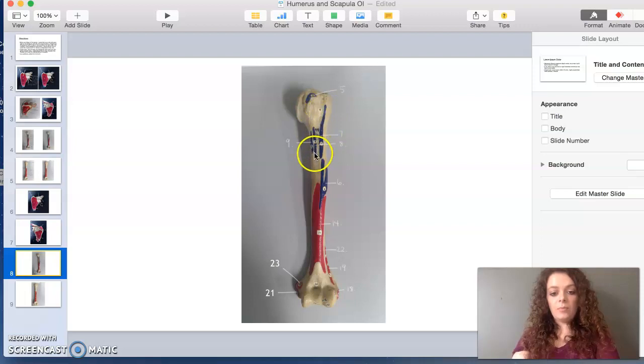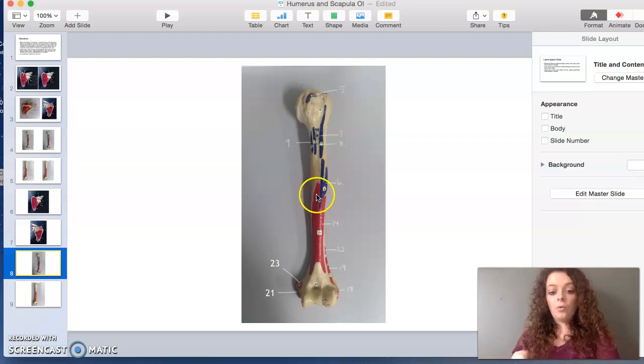At number 8, right beside it, we are going to have the insertion for the latissimus dorsi. At number 9, we are going to have the insertion for the teres major. And at number 6, we are going to have the insertion for the deltoid muscle.